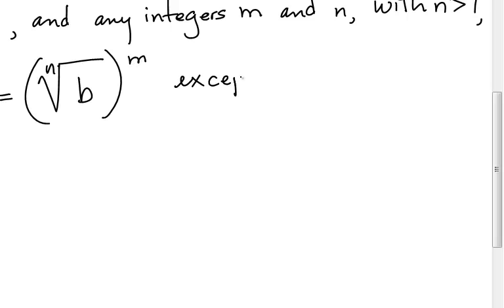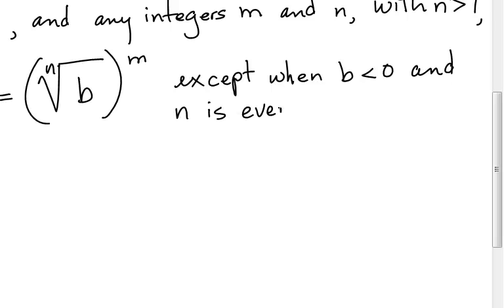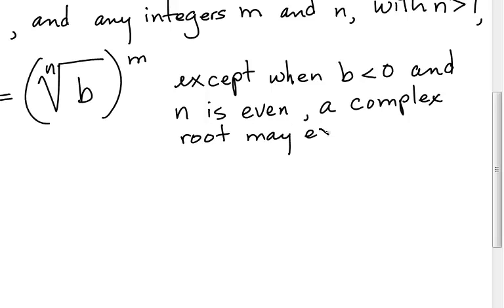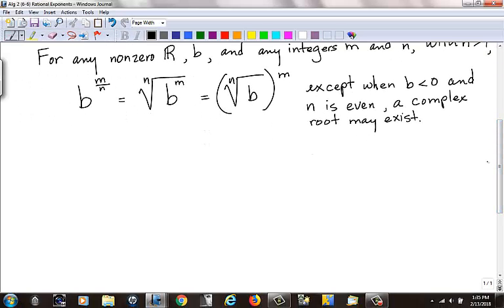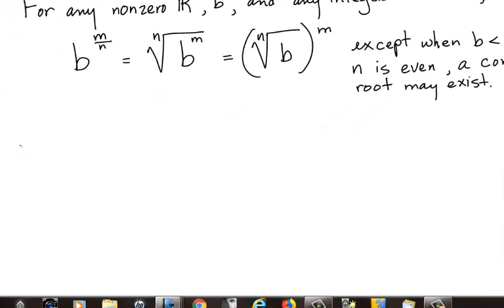Except when b is less than 0 and n is even, a complex root may exist. That means you might have an i value. Okay, so examples.